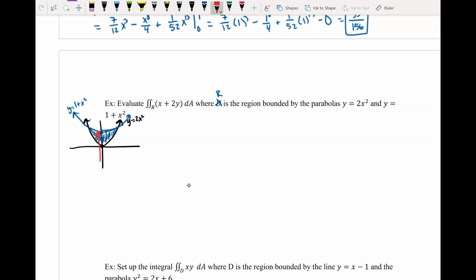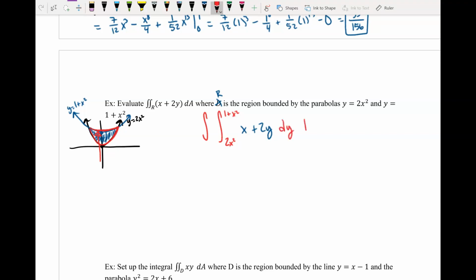Because you can see that it goes through the bottom graph, which is the 2x squared, and it goes through the top graph, which is going to be the 1 plus x squared. So let's go ahead and set up the integral. We know that it's going through the first graph, which is y equals 2x squared, and it's coming out the blue graph, which is going to be the 1 plus x squared. All right. So now let's write down our function x plus 2y. The first differential should be dx, because these are functions of x, so the other one should be dy.